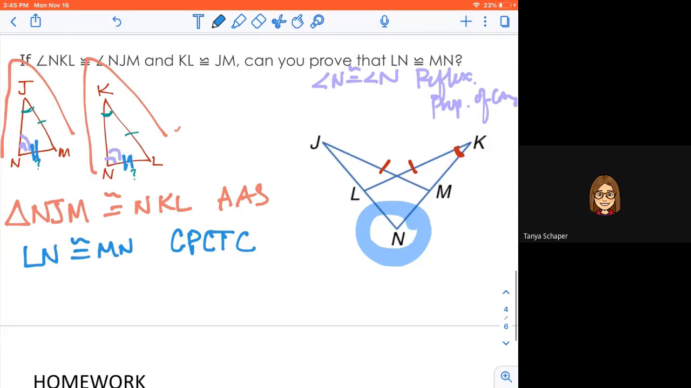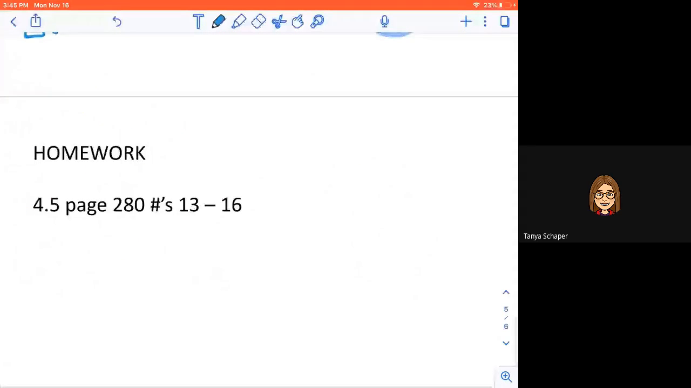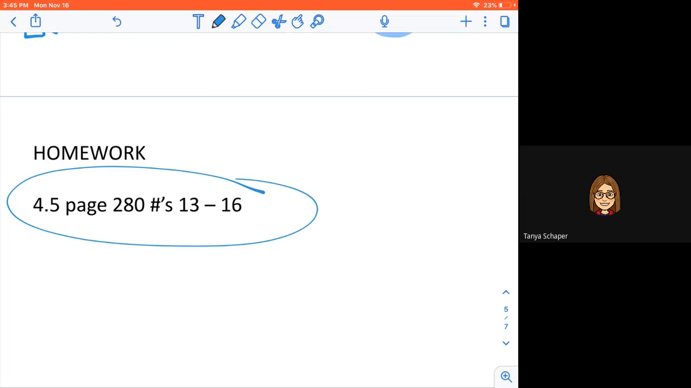Fantastic. So you're going to get a chance to practice. We did not assign any proofs. I think talking about them in class is great, but we didn't assign any. So you've got 4 problems to work on tonight and practice.